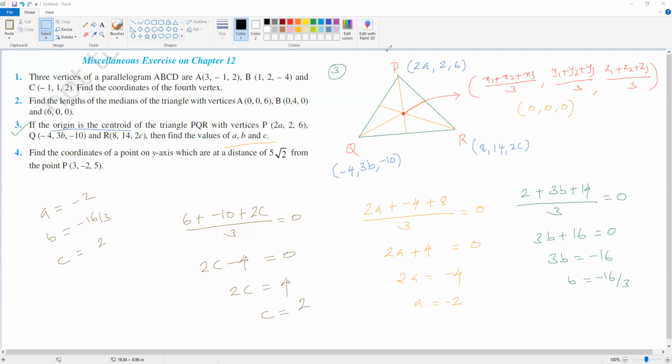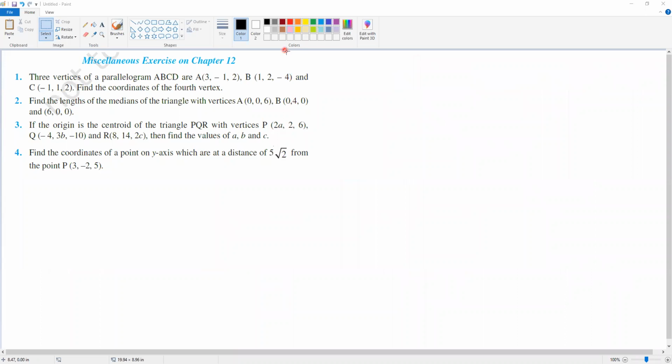And if in the question they ask you to find the correct coordinates, just substitute the values of a, b, c there, and you will get the correct coordinates of P, Q and R. Got it? Now, how this centroid formula came, that I will let you know. Just to give you the idea, maybe it will come in the exam also.